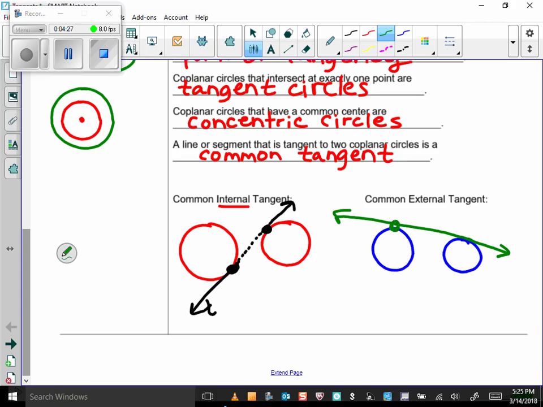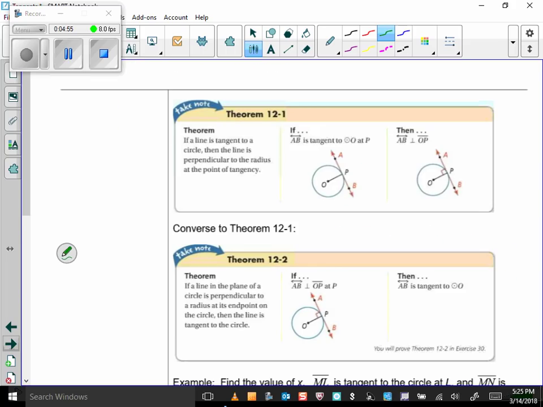I missed, but we're going to pretend I got a point of tangency there on each of those circles. So there's a common external tangent. Of course, I have another one down here. Let me see if I can hit it a little better this time. There's another common external tangent. I could have another common internal tangent over here, right? Okay, so there's some terminology. Let's see what's next.